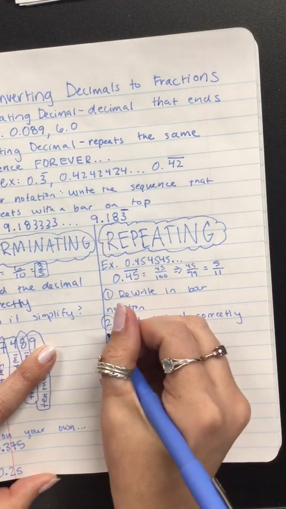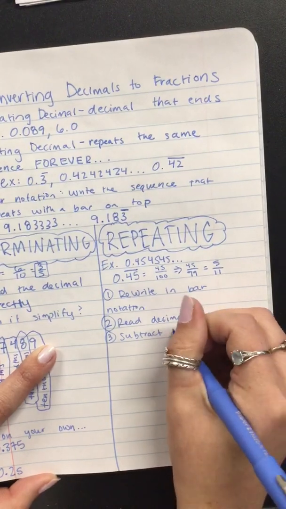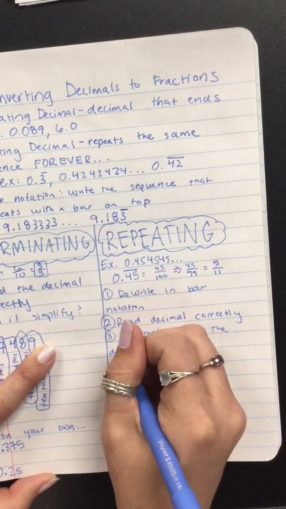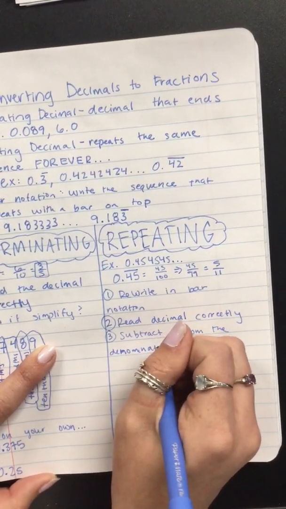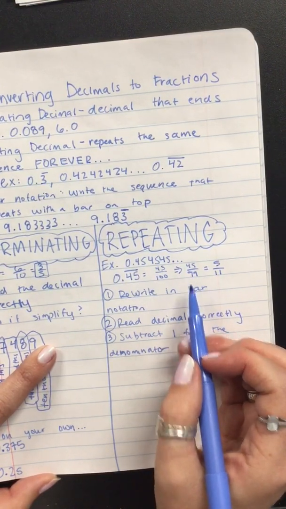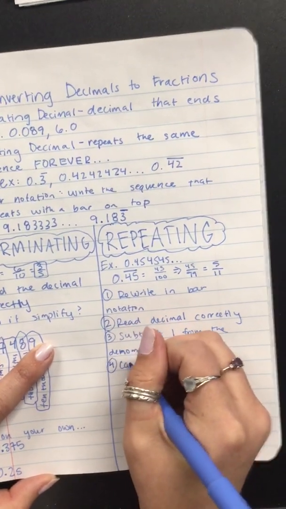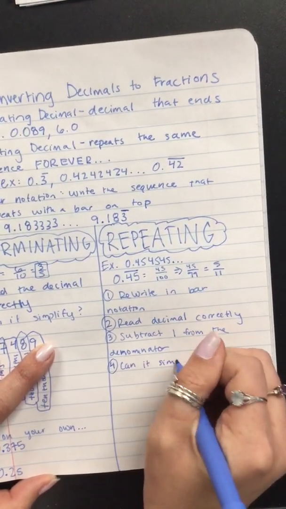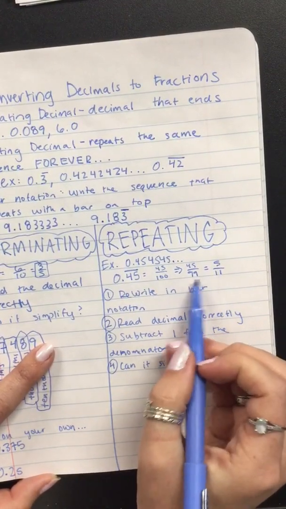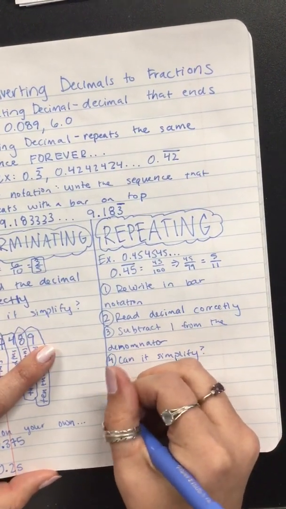And then number 3, I subtract 1 from the denominator. In this case, it was 100, so if I subtract 1, I get 99. Subtract 1 from the denominator, and then step number 4, can it simplify? And again, I'm going to simplify. This one did simplify, so I did simplify it. And then I'll give you a try on your own on this one.